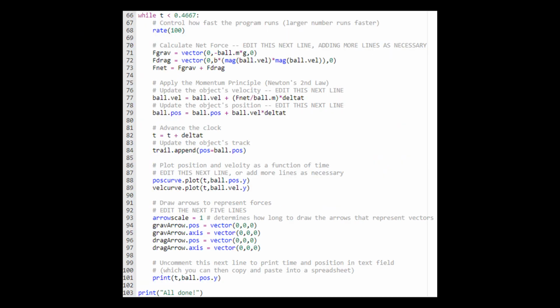Here's the rest of the code. This part was the same for both models. So we have while t is less than 0.4667 because that was the total time that it took the frisbee to fall. And then we have the two forces, the force of gravity and the force of drag.